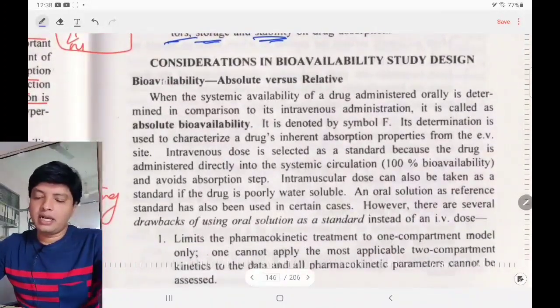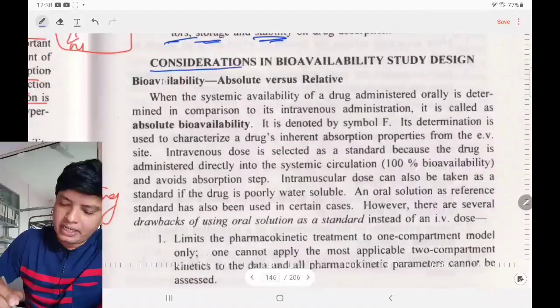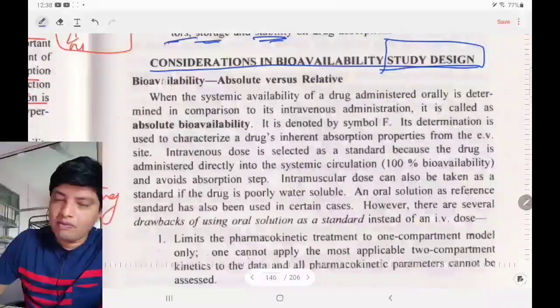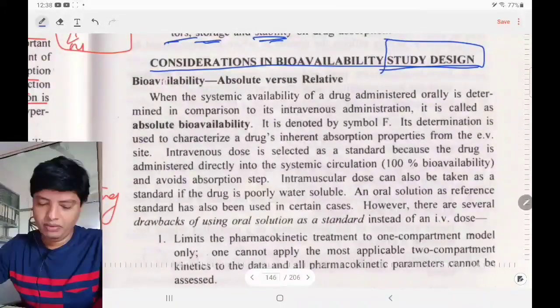Next, what are the considerations in bioavailability study design? Let us say I am conducting a bioavailability study now. To design this study, what are the things I need to consider?